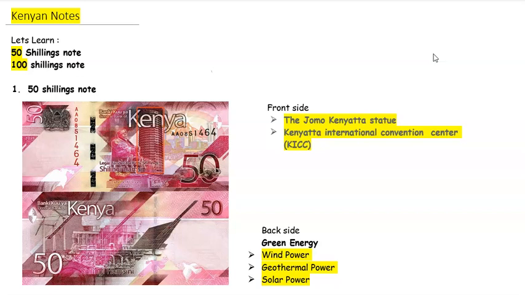Then let's look at the back part. On the back side of that note, we can see the government designed this note with a theme. The theme was green energy. Green energy means getting energy from the solar. You can see solar panels. You can see getting energy from the wind. You can see some windmills, and getting energy from water. You can see some big pipes generating energy. So the government symbolized that Kenya is at the forefront to generate green energy from wind, from water, and from solar. That is the sun.